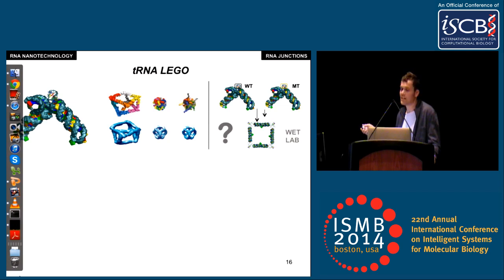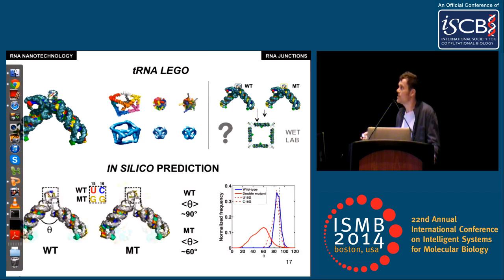And interestingly, in a wet lab experiment, they noticed that there are certain mutations in the tRNAs affecting the yield towards the tRNA square formation. And with our technology, we managed to test the effect of these mutations, and what we found is that the corresponding mutations are significantly changing the angle distribution between the helices.